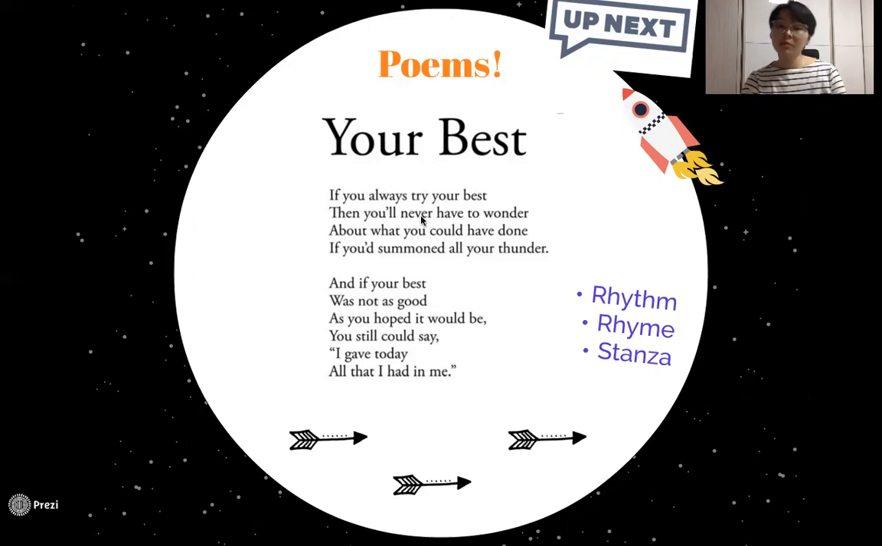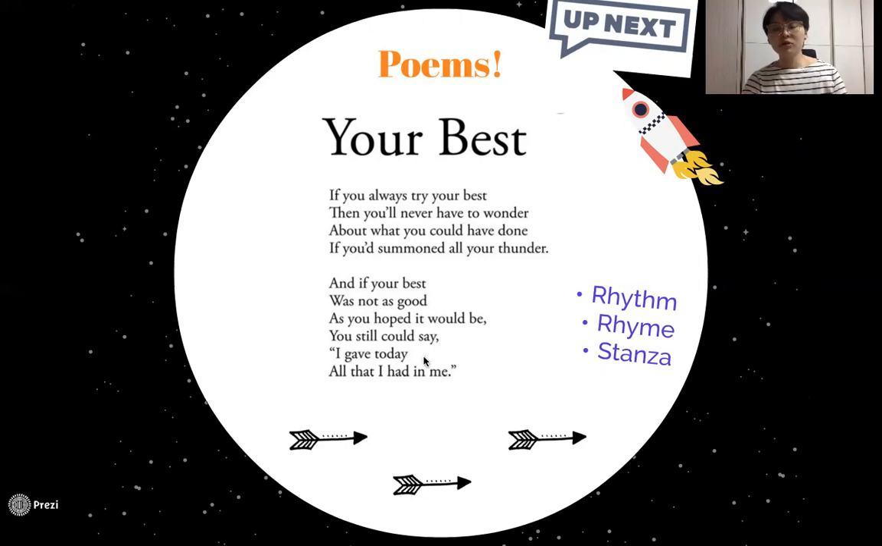So when we talk about poems, remember the two main R words: rhythm and rhyme. Rhythm is the beat of the syllables, kind of like the beat of the poem. If you always try your best, you're clapping along. And rhyming words are words that end with the same sound. So there's some over here, like wonder and thunder, and be and me.